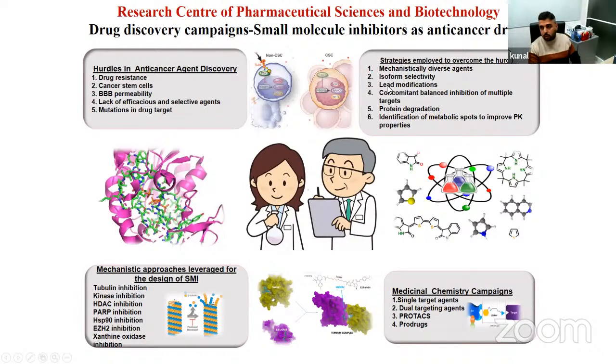Lead modifications, of course, I discussed with you how we have been modifying the leads. Concomitant balanced inhibition of multiple targets: we are designing dual inhibitors. And for protein target degradation, we have started working in the area of PROTACs. For a medicinal chemist just looking to kickstart a career, they can work on tubulin and HDAC inhibition, because the structural templates for these inhibitors are very well established.